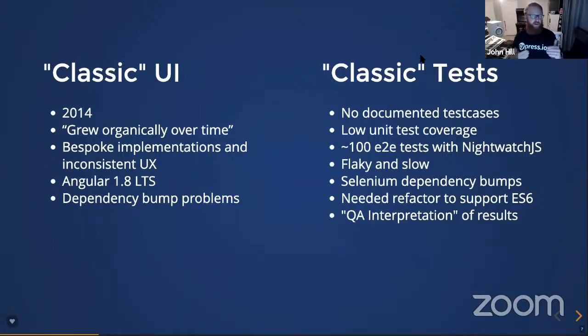With that, we also had your stereotypical Selenium dependency bump issues, where you have a Firefox version that's out of sync with your WebDriver API, out of sync with your Chrome. Everything changes unnecessarily. We needed to refactor it to support some of the great things that come with ES6, which obviously we didn't have when we started. Generally speaking, in order to understand the results, you needed QA interpretation. You needed to find a QA medium and sit down with them to help you understand what failed and why.